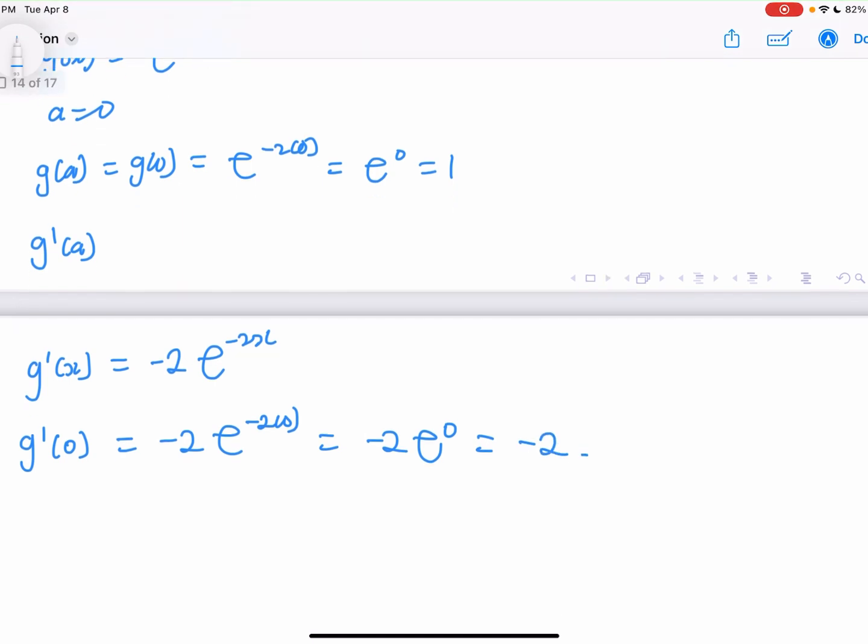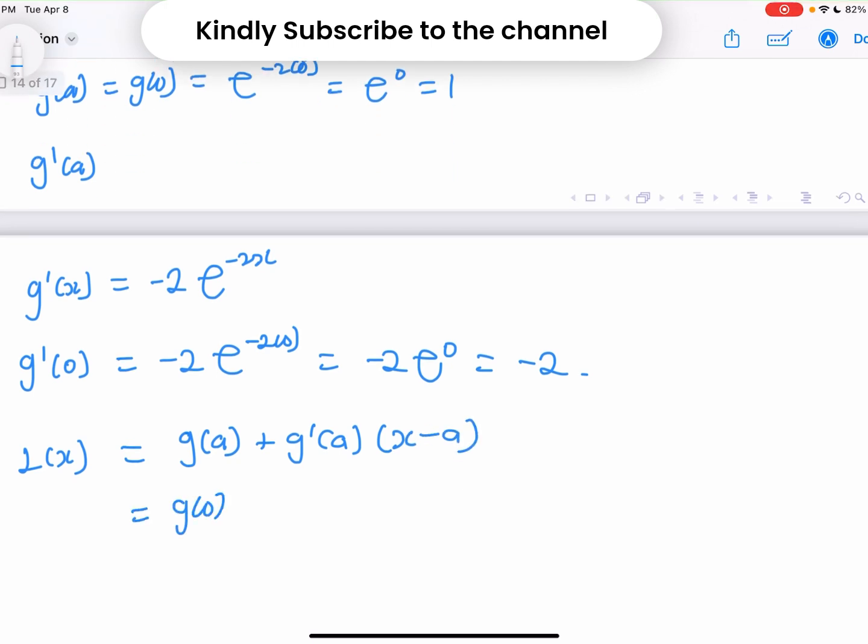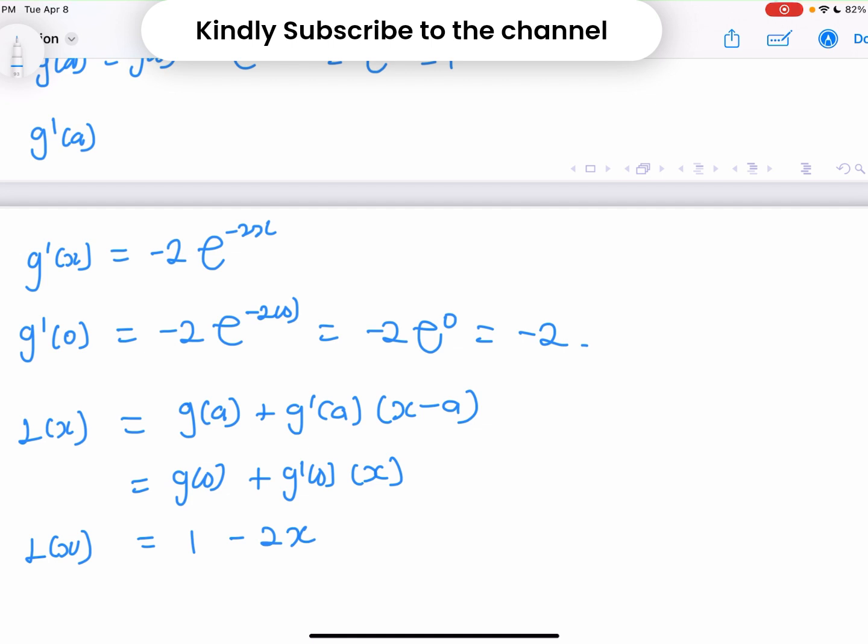So now we have everything that we need. So L of x, that's our linearization formula, is giving us g of a plus g prime of a times (x minus a). So that will be g of 0 plus g prime of 0 times x. Now what's g of 0? That's 1, and g prime of 0 is minus 2 multiplying x. So our linearization is giving us 1 minus 2x.